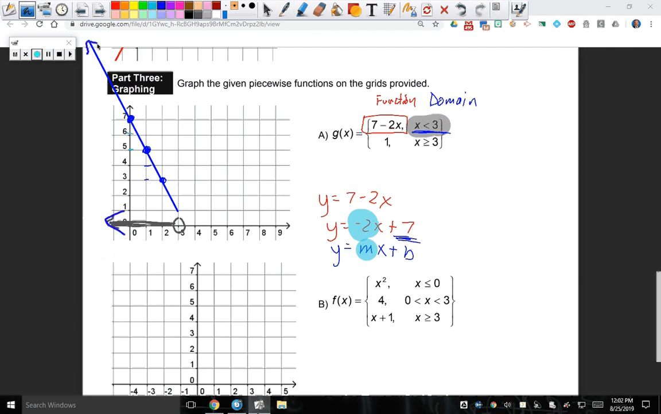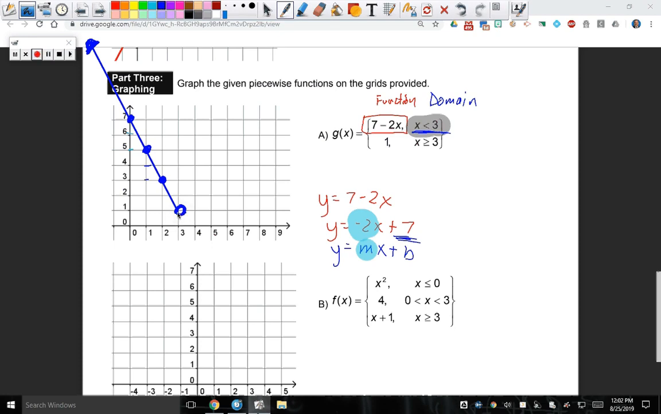That means it's going to have an arrow way up here on the graph. And because it's less than, we know it's not going to include that piece, so we put an open dot right there. This is closed, this is closed, this is closed. All of them are closed except the one at x equals 3. Alright, so that's that piece.